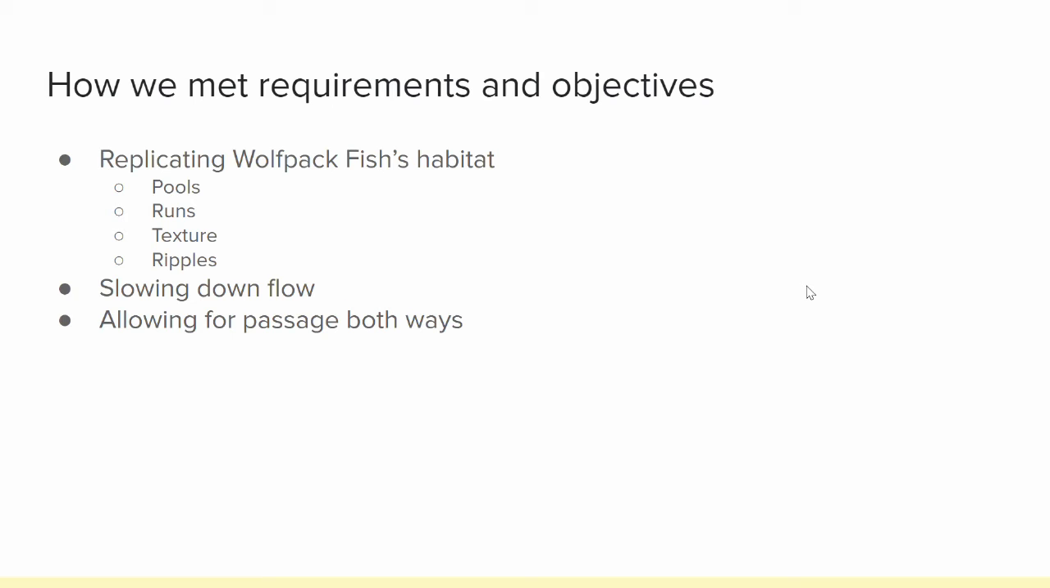So how did we meet the requirements and objectives of our design? We wanted to do our best to replicate the wolfpack fish's habitat, and we did a lot of research involving pools, runs, ripples, and the overall texture that they face. So for each structure on our final design, we wanted to replicate one of those in some way. We have the pools, the runs, and at the top, a little more turbulent flow creates a ripple effect that would be more natural for the fish, as well as slow down the water and allow for passage both ways.